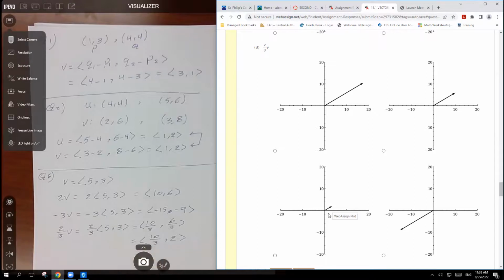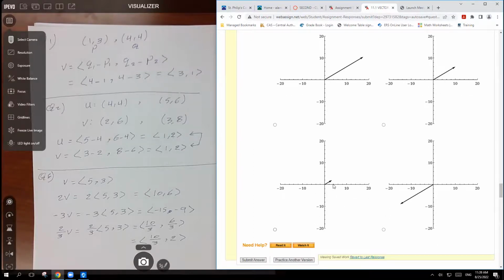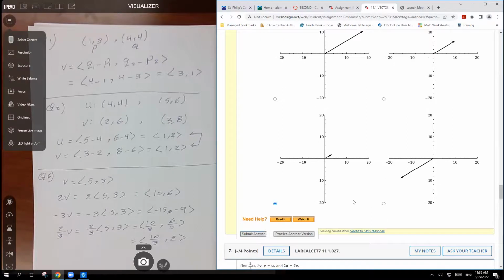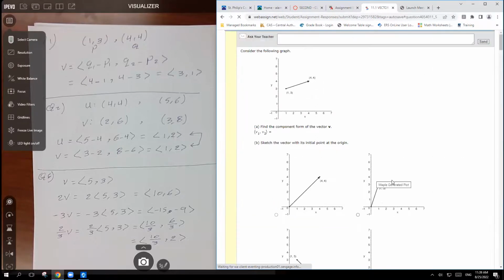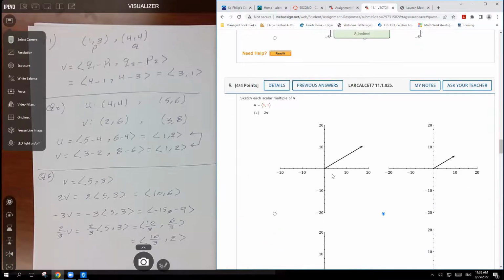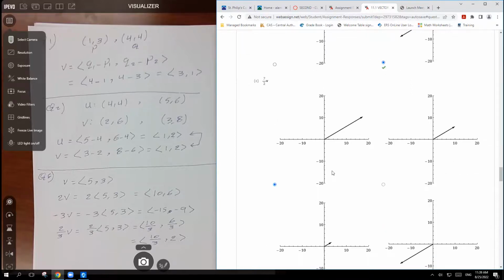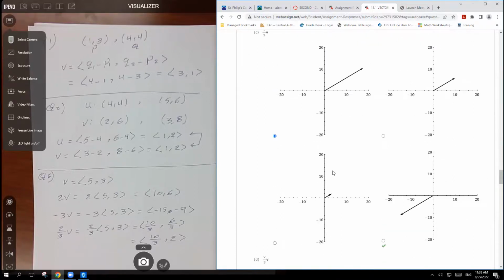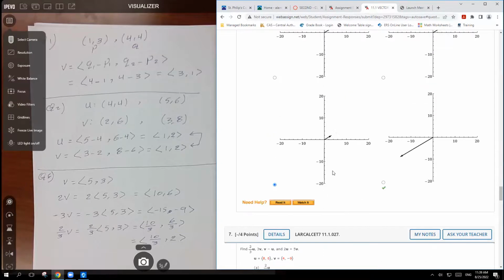So which one are you going to choose? The third one. This one? Yeah, because you see 2, 4, and this is 2. So this is going to be the right solution. So be careful with the scale because it goes by 2s. Seven is right, and the last one is right too.